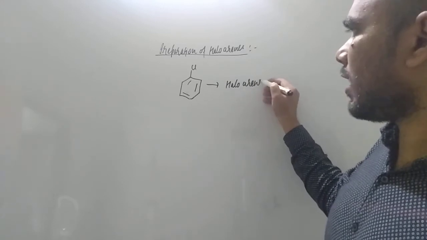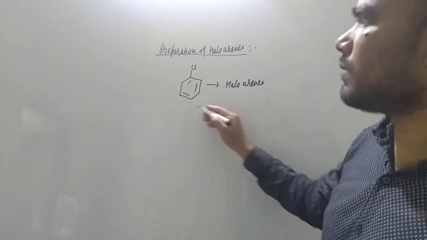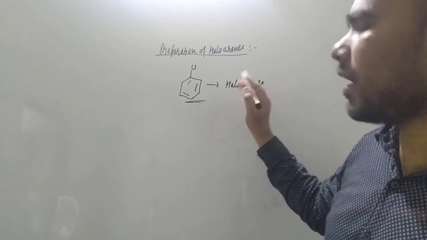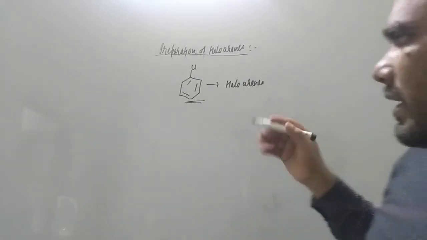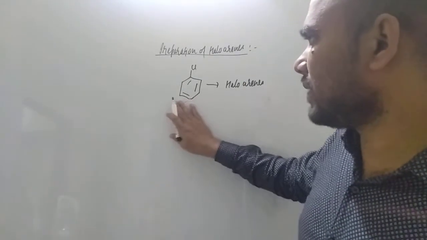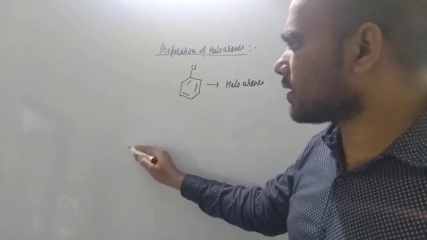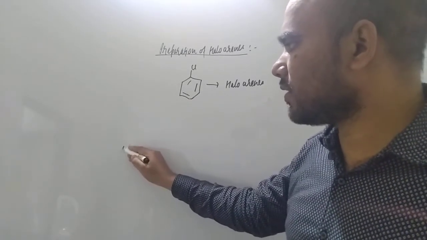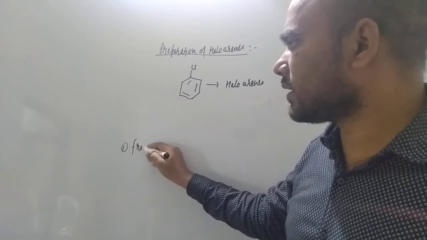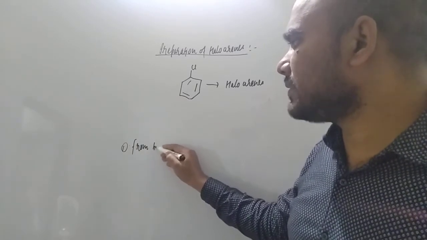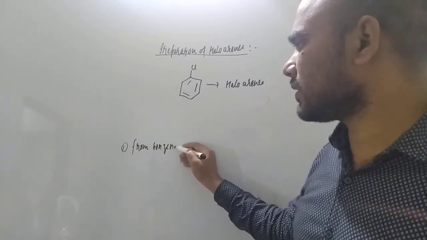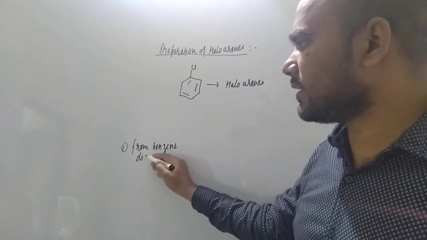Now we have to prepare these haloarenes or chlorobenzene. How can you prepare them? There are many methods, so let us go through them one by one. The first method is from benzene diazonium chloride.